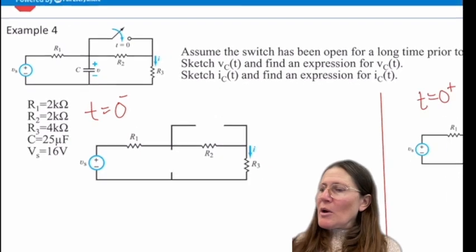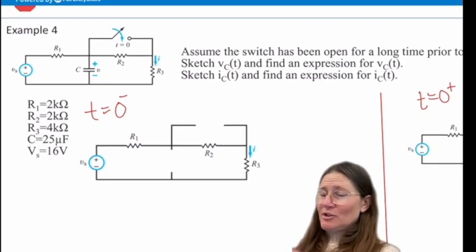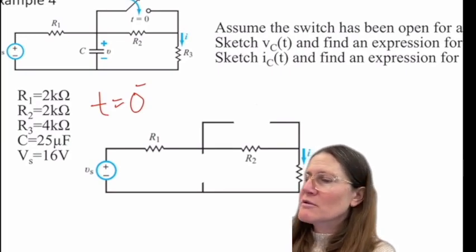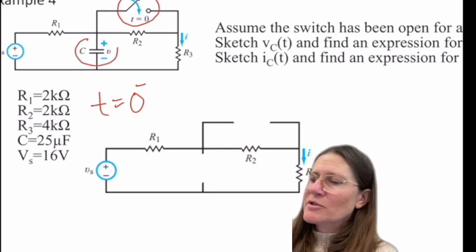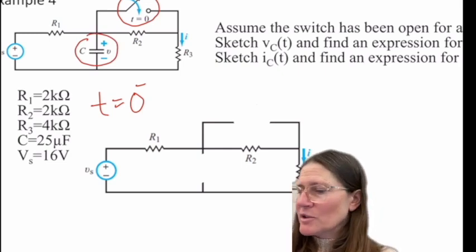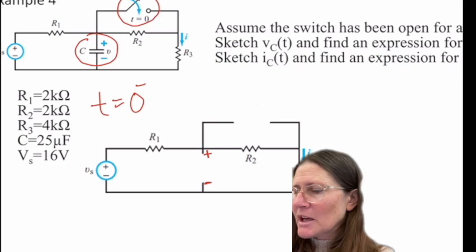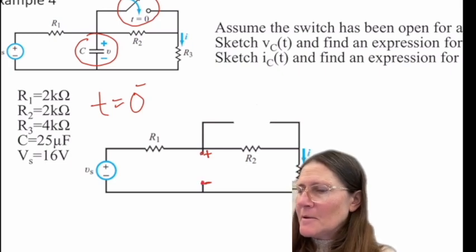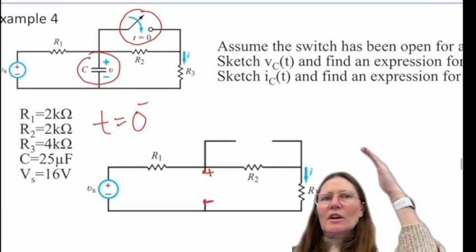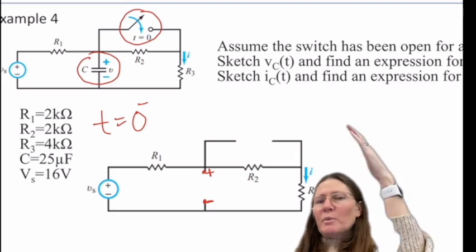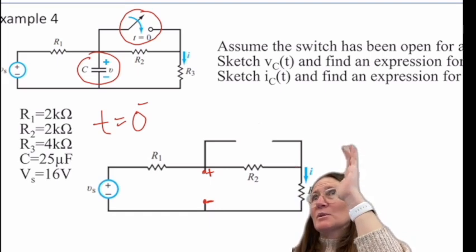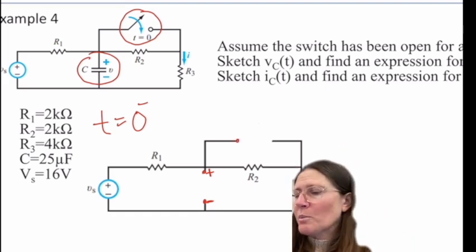How you do this is just copy the circuit, and then look at the switch location and the capacitor location. You're going to keep the polarity of the capacitor the same, so this is a plus on that side and a minus on this side. Then at 0 minus, that switch symbol is first open and then goes to a closed position. So before it happens, it's going to be an open, so we're going to leave this one open.